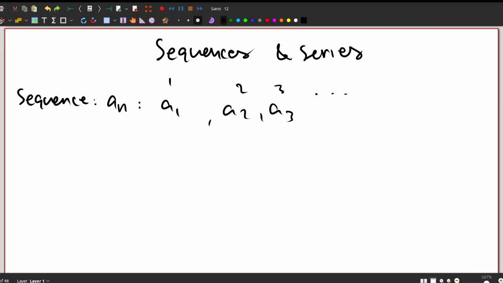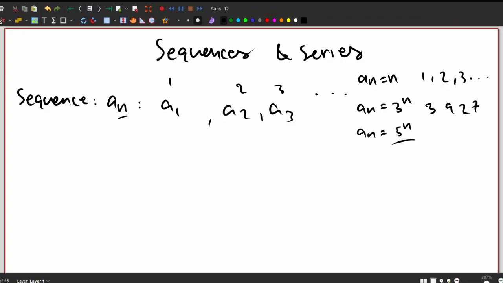Now, sequences are denoted by a general term, which is usually in terms of n. So the most basic one would be something like a of n is equal to n, where the sequence would be 1, 2, 3, so on and so forth. You could also have more complex ones, so a of n is equal to 3 to the n, so it'd be 3, 9, 27. And you could basically have anything, so a of n is equal to 5 to the n over n plus 2 factorial. It's simply an ordered list of outputs that correspond to this general term.